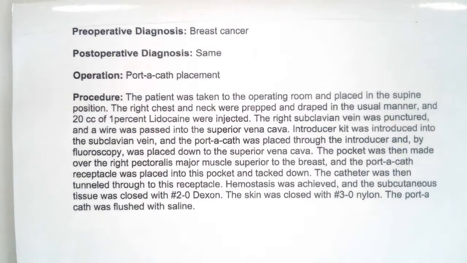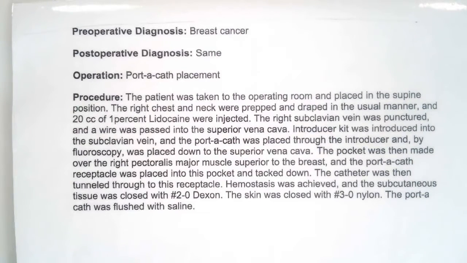The pocket was then made over the right pectoralis major muscle superior to the breast, and the Portacap receptacle was placed into this pocket and tacked down. The catheter was then tunneled through this receptacle. Hemostasis was achieved, subcutaneous tissue was closed, the skin was closed, and the Portacap was flushed with saline. So, this particular procedure relies heavily on you knowing what was done. Again, that visual is critical. And in this particular case, a Portacap was placed.